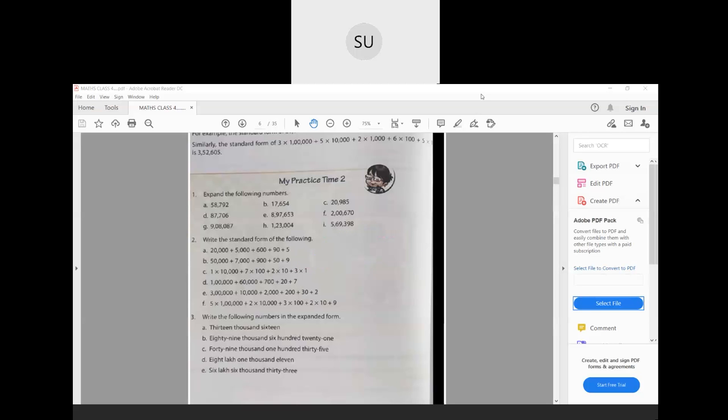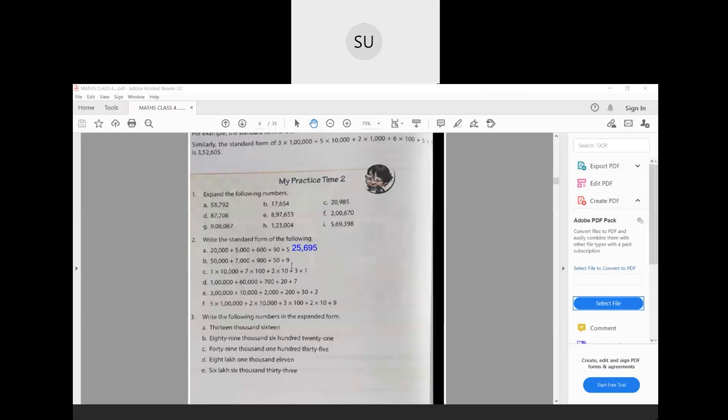Now moving on to question 2. 20,000 plus 5,000 plus 600 plus 90 plus 5. We have to write it in standard form. So how will we write it? It will be 2 in the 10,000s place, 5 in the 1,000s place, then 6 in the 100s, 9 in the 10s and 5 in the 1s. So 25,695.